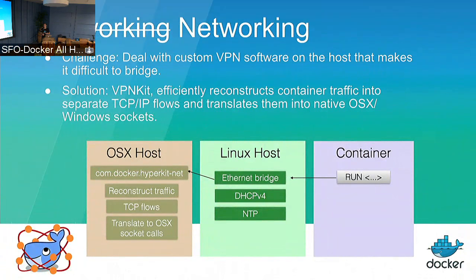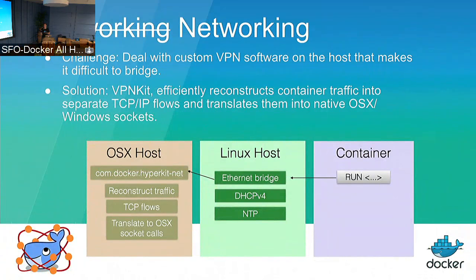But VPN Kit essentially reconstructs the entire TCP/IP flow and translates it into what OSX would actually trigger. So think of a docker run going through our VPN Kit, getting deconstructed, and being reconstructed as if it came from an actual OSX process. This means that from an outside source, there's no difference. You could be running Safari, you could be running docker run something, and they can't tell the difference because it all comes from the actual Mac socket.